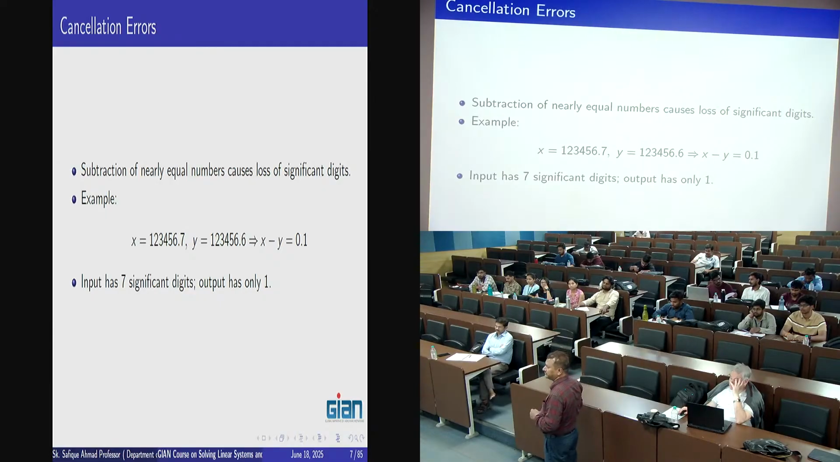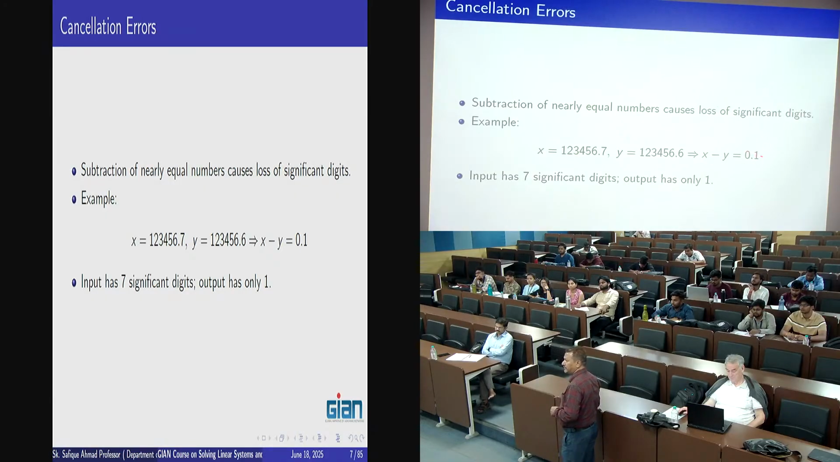As I told you many times, in finding the determinant you are subtracting two numbers and you are losing a lot of things. You say x minus y equals 0.1, and you have a loss of significant digits. Okay, clear?